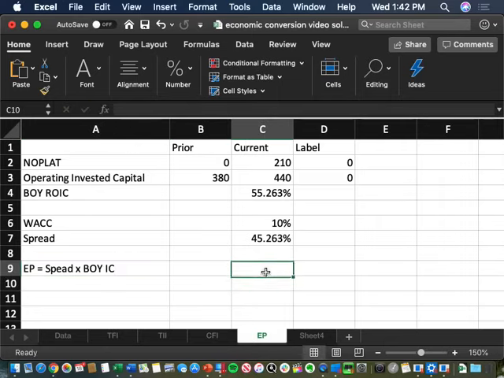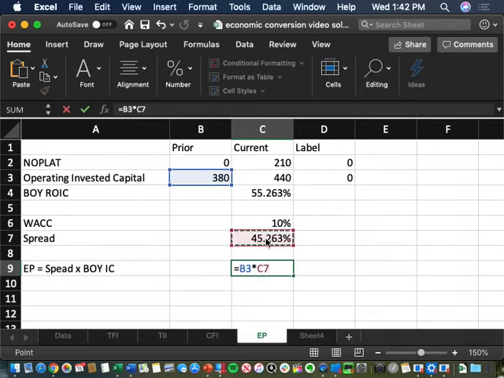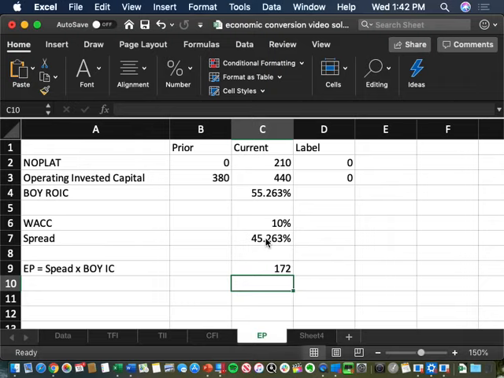So if I started with 380 of capital and I made an excess 45.263% on it, then I generated 172 million of value during the period. That's called economic profit. It's also called economic value added, or EVA, but since Stern Stewart owns the trademark, the rest of the world calls it economic profit. This is EVA. But we balance it.